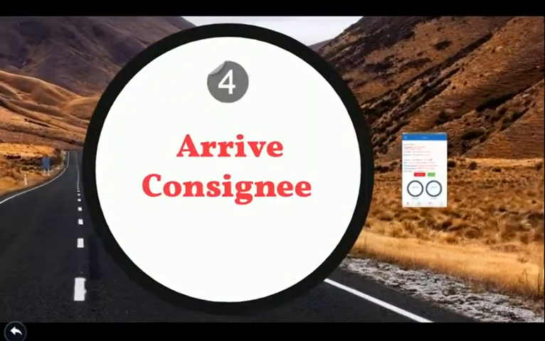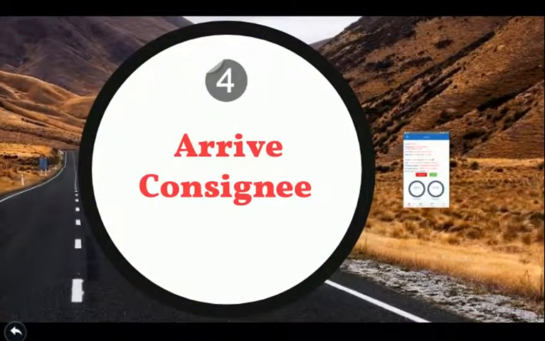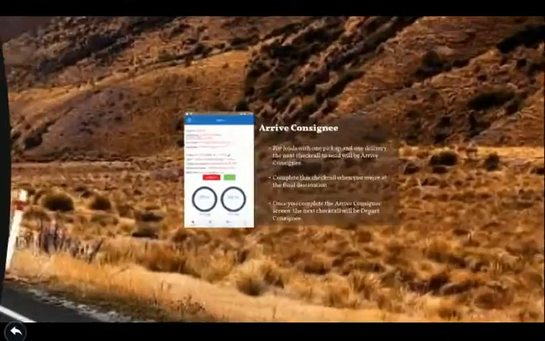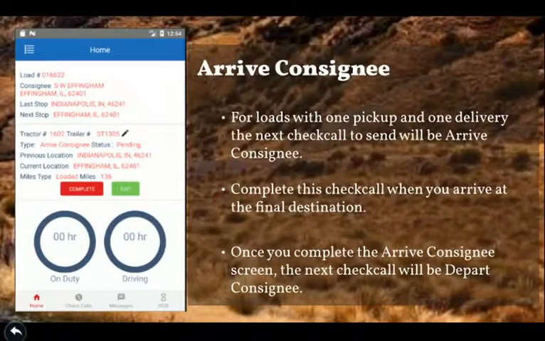Arrive Consignee. For loads with one pickup and one delivery, the next check call to send will be Arrive Consignee. Complete this check call when you arrive at the final destination. Once you complete the Arrive Consignee screen, the next check call will be Depart Consignee.